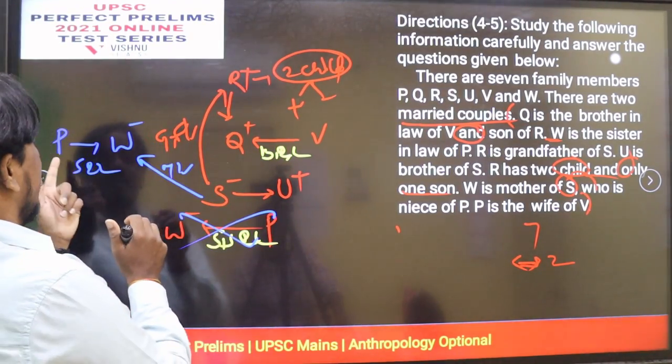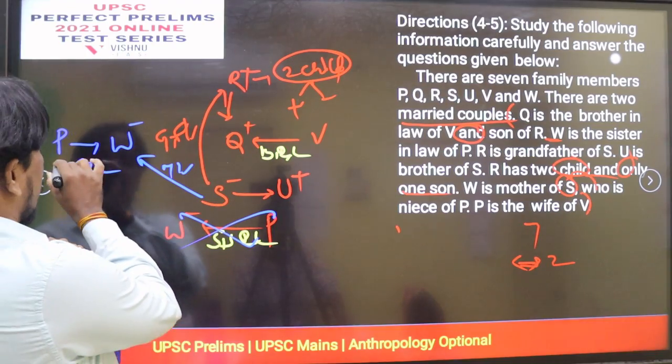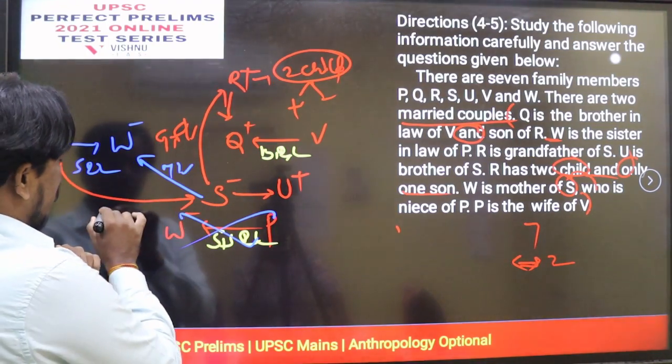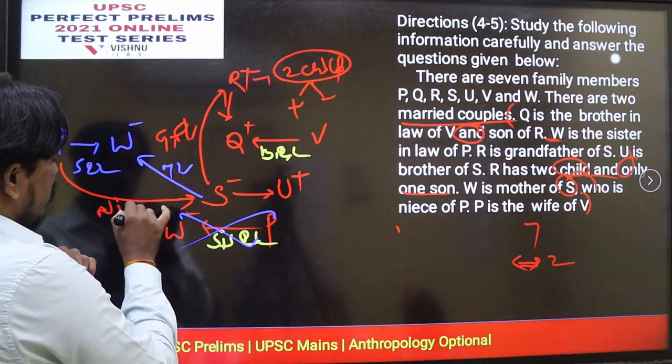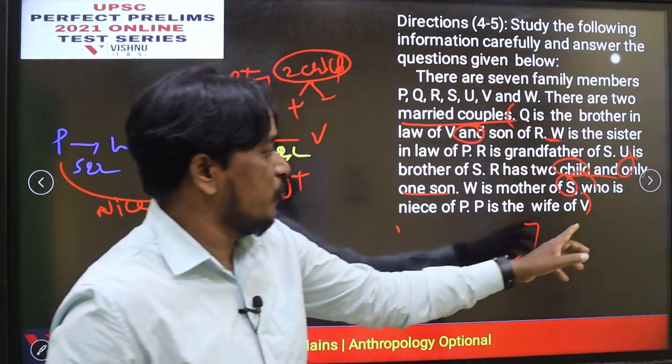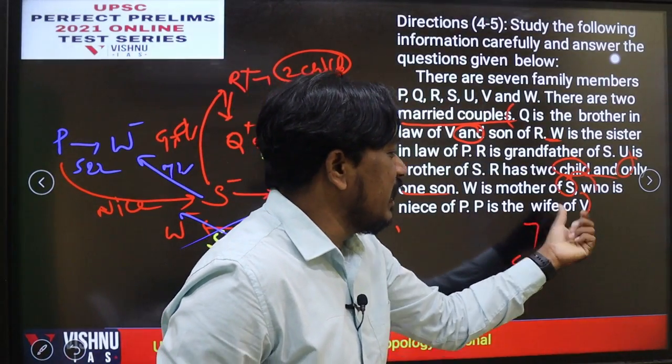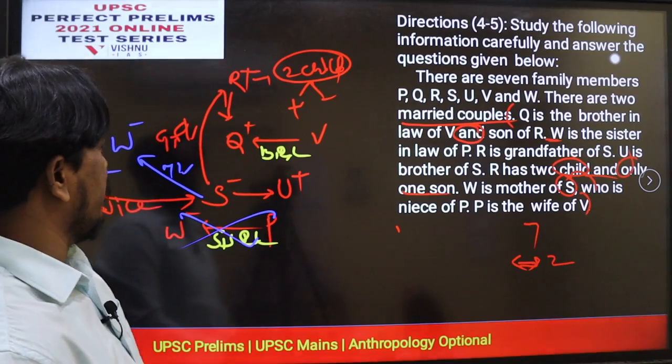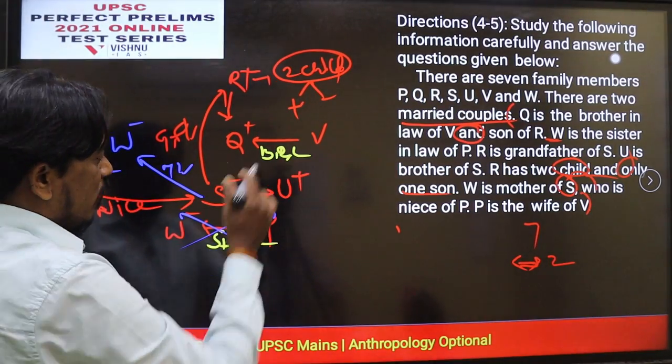So S is a niece of P. Here S is there, directly S is a niece of P. If you want to note down, you can take S is niece. We'll take that point on how to find the exact relations. P is the wife of V. Who is a wife here? P is wife of V.